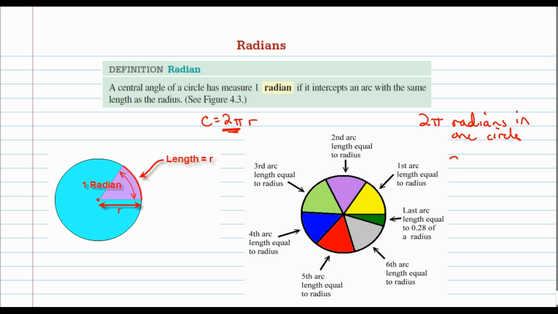So if you think about that numerically, it's 2 times 3.14, which is about 6.28. So looking at this circle, you've got your first radian, your second radian, your third radian, your fourth radian, your fifth radian, your sixth radian, and then your 0.28-ish radian. 6.28 all the way around, or 2 pi radians in one circle. There are 360 degrees in a circle, but there are only 2 pi radians.